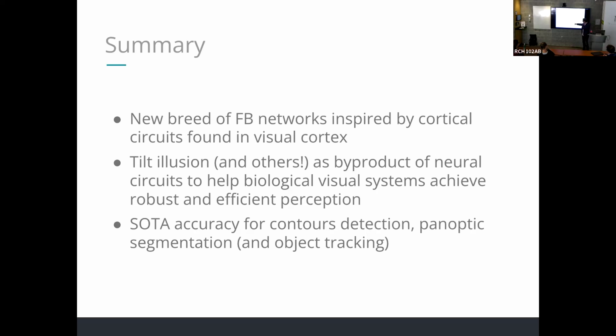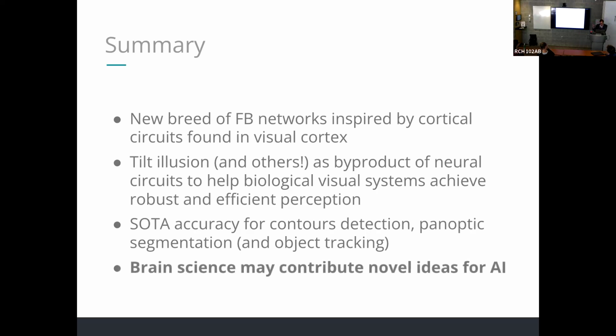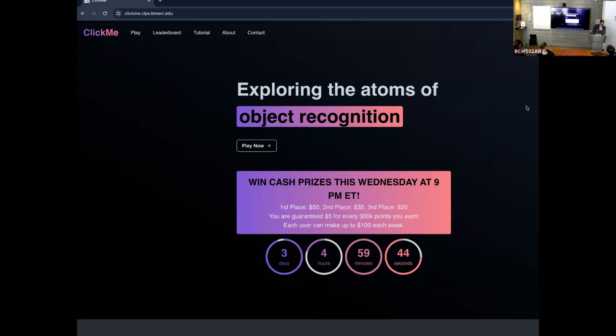So we've shown that in the context of contour detection, I showed you that, but also what we call panoptic or semantic segmentation, and we've also done some work on object tracking. So, I think I'm preaching to the choir here, but the message, I guess, is that there's still something for brain science to contribute to AI.